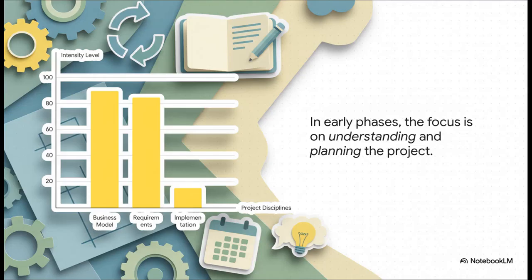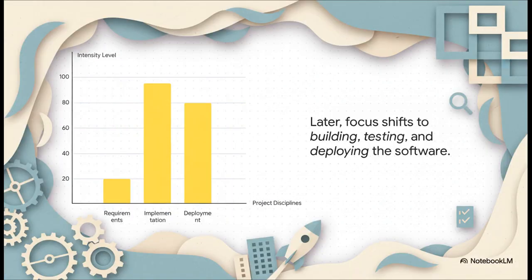Early on in the inception and elaboration phases, a ton of effort is poured into things like business modeling and figuring out requirements. You're trying to nail down what you're building, so actual coding or implementation is pretty low on the priority list. And then, as you shift into the later phases like construction, bam, the whole thing flips. The need for new requirements drops way down, and the intensity of implementation, testing, and deployment just skyrockets. This is how RUP brings a real sense of order and predictability to the whole process.